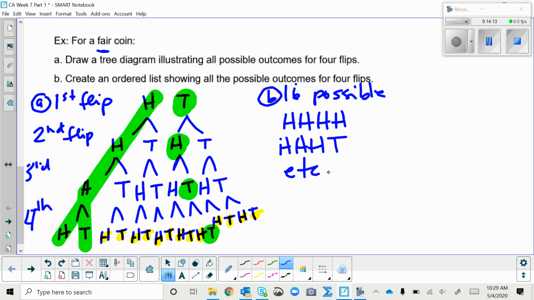You could do that. I don't know that we really want to do that, but I would like to give you a shortcut. And this is going to lead us into the fundamental counting principle. So here's your shortcut.